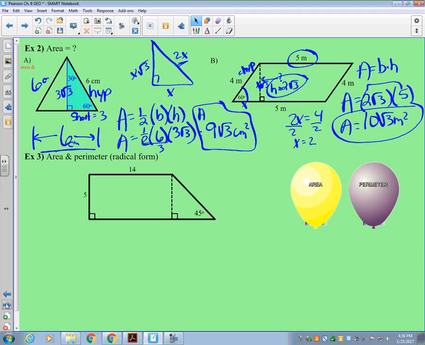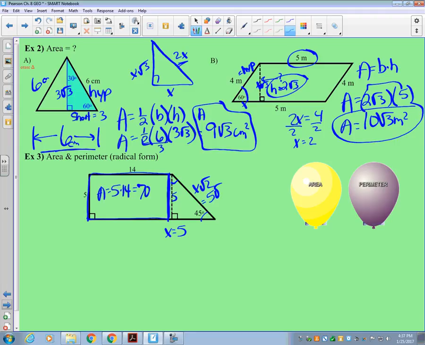All right. Example 3, we're going to find the area and the perimeter in radical form. So I have a rectangle. Its area is pretty simple. It is 5 times 14, which gives us 70. And then I have this triangle here. We know that this is 5, and we know we have a 45, 45, 90. So if x is equal to 5, then the hypotenuse is x root 2, or 5 root 2.